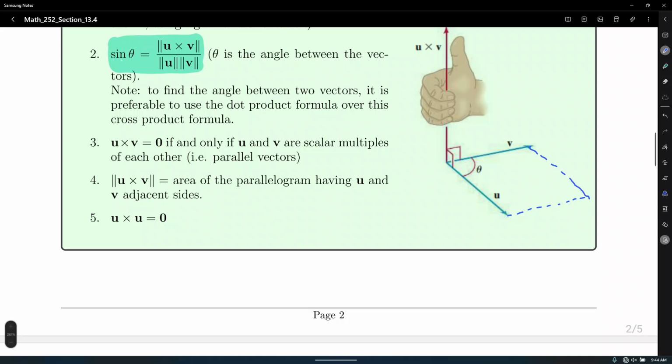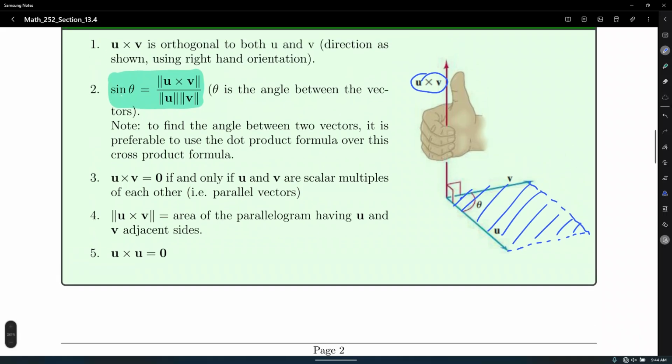Notice how these two vectors form a parallelogram. So the magnitude of this vector that we obtain is equal to the area of this parallelogram. So we can use the cross product to solve some geometry problems, right? And what else? Oh, the right hand rule.